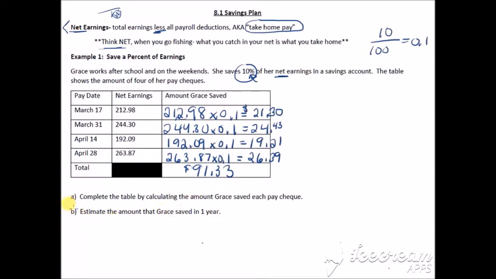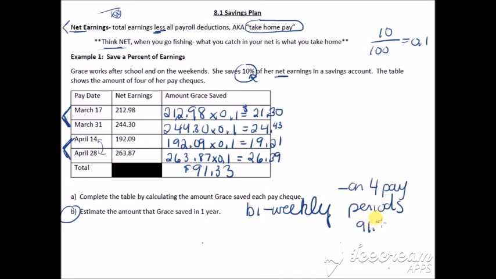Now it says estimate the amount that Grace saved in 1 year. You can do this one of 2 ways. I'm going to do the more complex way. Here are her pays for March, here are her pays for April. If you take a look at this, this is bi-weekly. She gets paid every 2 weeks. So these are 2 pay periods, right? So on 4 pay periods, 1, 2, 3, 4. 4 pay periods.